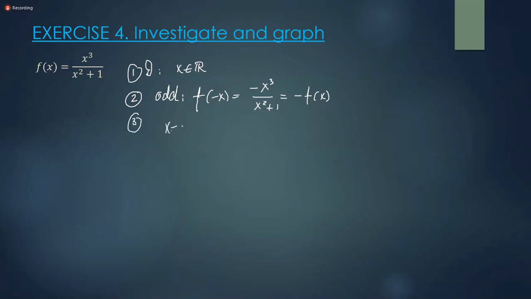If x is 0, then y is 0. And if y is 0, then x is 0. So there's one and only one intersection point. So this function passes through the origin. The graph passes through the origin, which many odd functions actually do. If the odd function is defined at 0, then it should pass through the origin. So let's remember the asymptotes while we are at this.